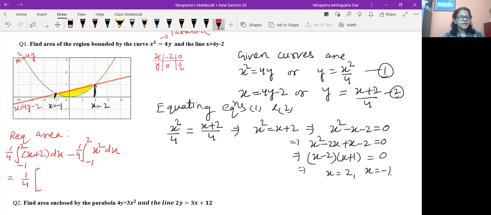Now you see this is x square by 2 plus 2x, limit from minus 1 to 2. Now here it is minus, it is x cube by 3, limit from minus 1 to 2. In fact, since you have the same limit, you can do it directly also. It's not a problem. So 1 by 4 of, let us take upper limit minus lower limit.